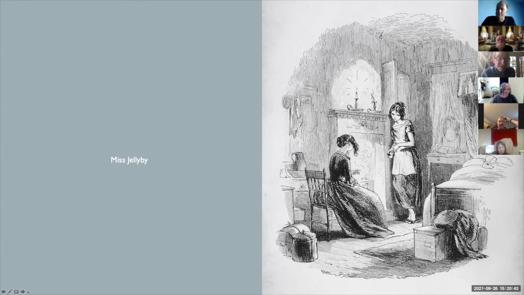And one answer to that question, which I'll provide, but I want to get back to your questions, is that Caddy Jellyby is stained with ink. She's a writer. She composes the correspondence. She's the stenographer, the amanuensis for her mother's telescopic philanthropy. Esther, too, is a writer. Esther, too, must have stains of ink on her.